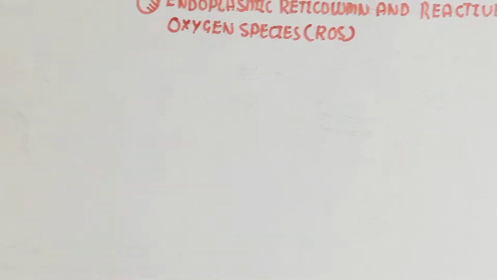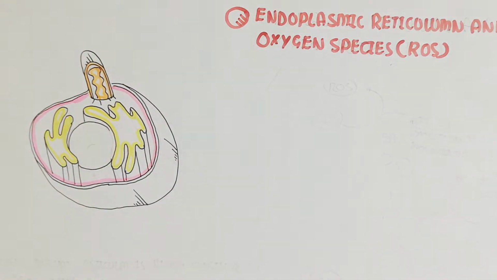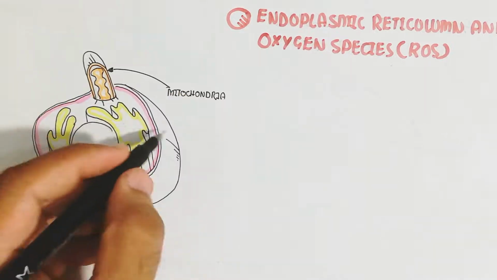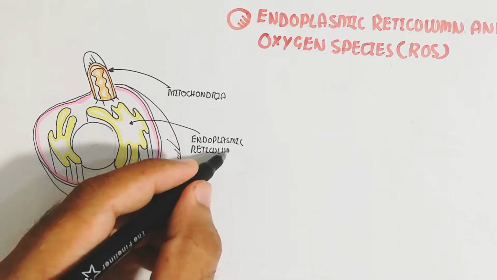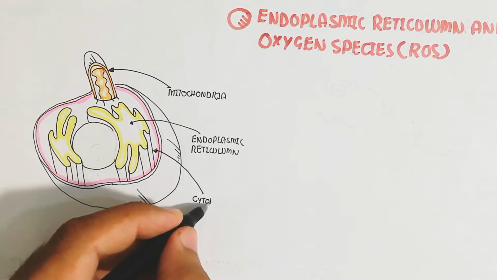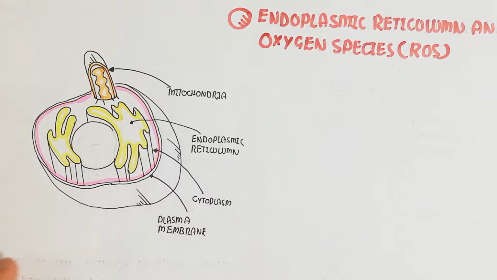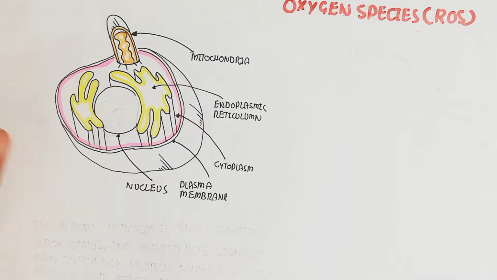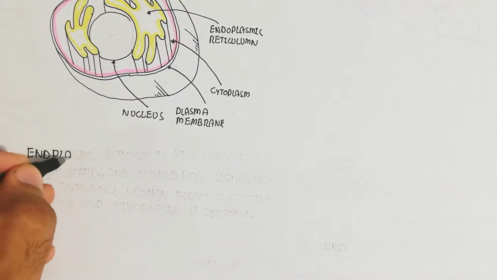The endoplasmic reticulum is used for the detoxification of drugs present in the liver. On the other hand, it is responsible for the maturation of proteins and conjugated proteins also. So this is a cell which contains mitochondria, endoplasmic reticulum, cytoplasm and plasma membrane as well as the nucleus. So this is the normal structure of the cell.